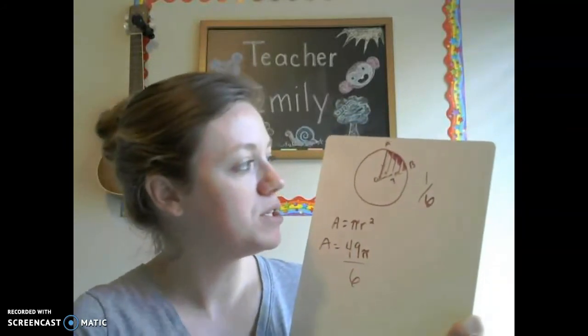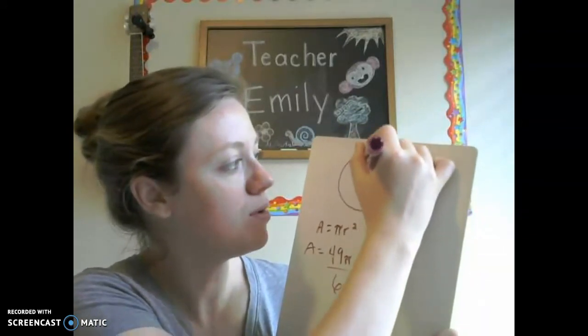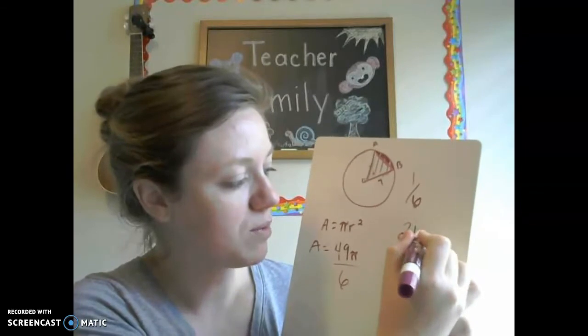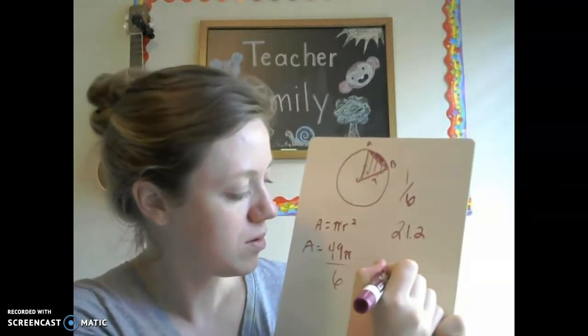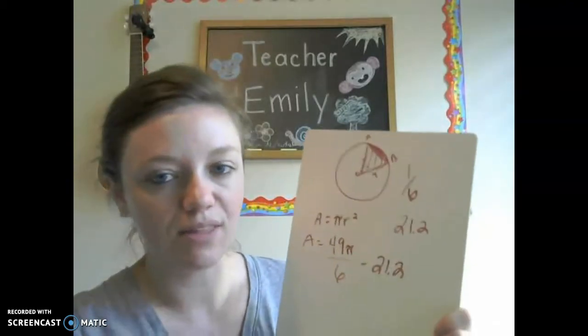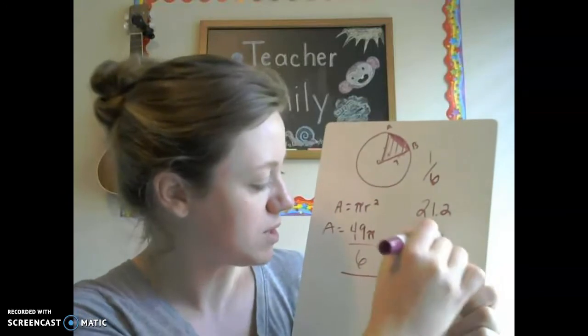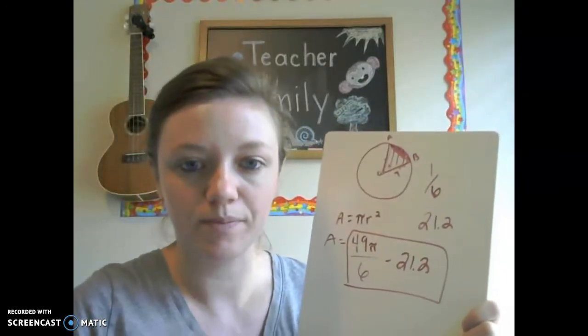So now all we need to do is subtract the area of this inner triangle that we had found in number 2, which, just a reminder, was 21.2. We subtract that part, and that should be all that's left, is that little area right there. So your answer is going to be 49 pi divided by 6 minus 21.2.